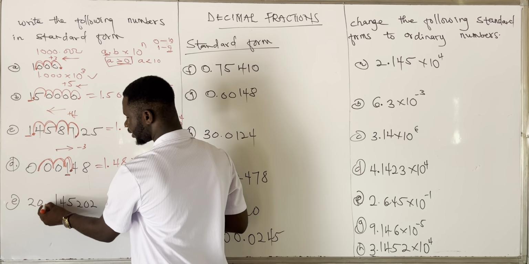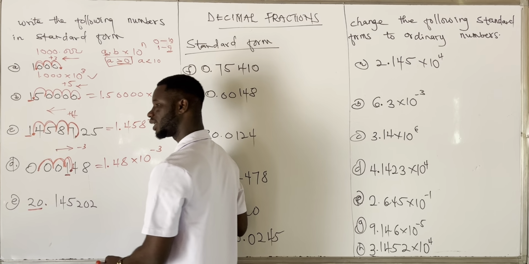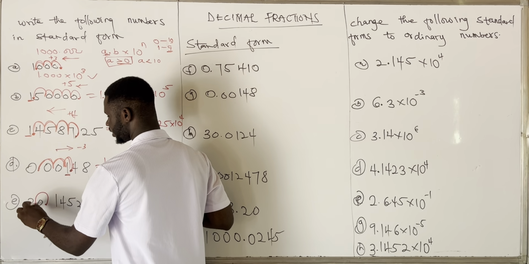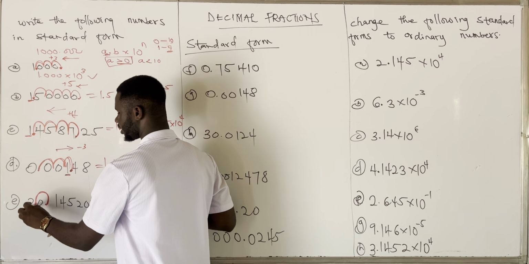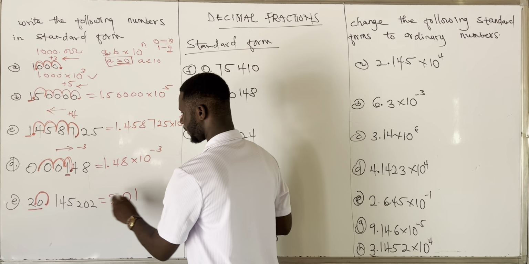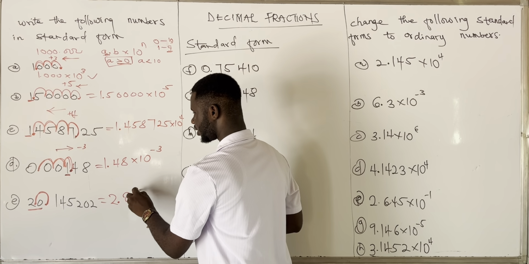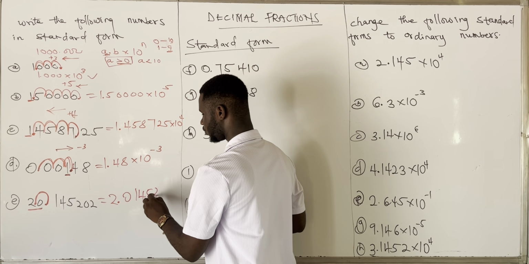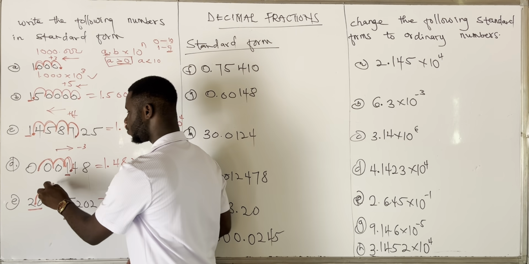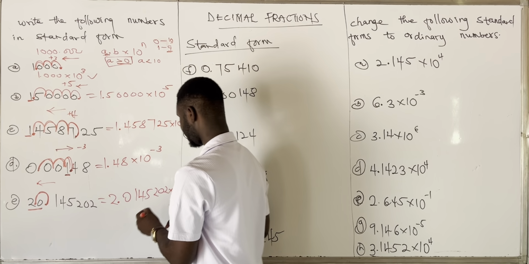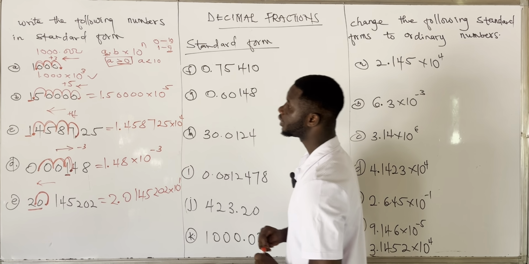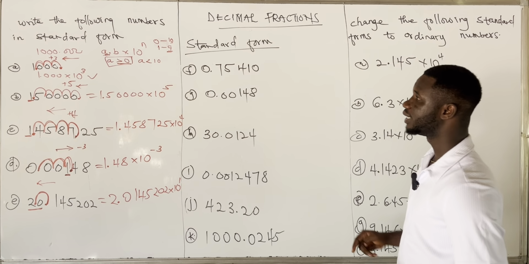We have our point here, but this number is greater than 10. It is greater than 10, so we have to move the point to this side so that we get 2.0. Then you add everything over here. 0.14502 times 10 raised to the power. How many times did we move? Only one. We moved to our left, so we are going to get exponent what? 1. We are going to get an exponent of 1. That is it. Let's come to this side.